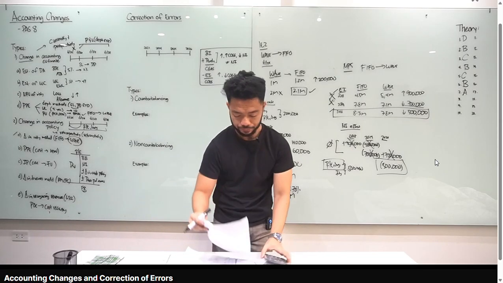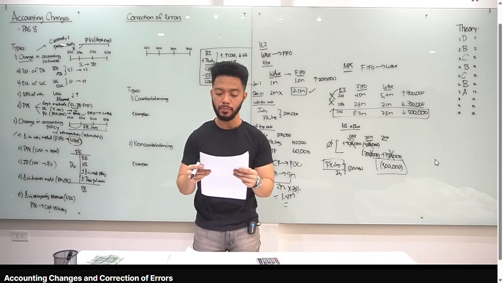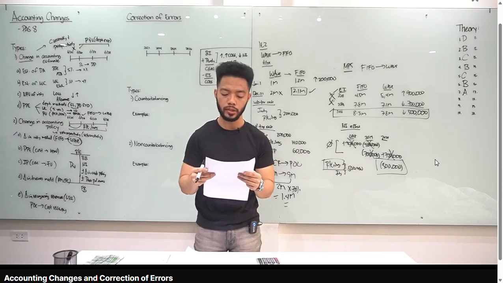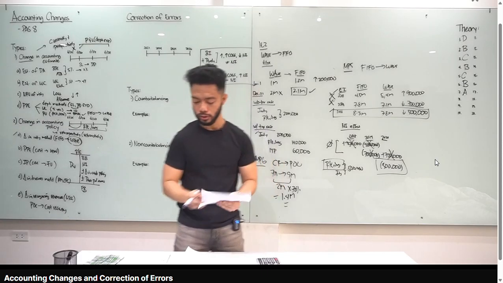Number 8, an entity is required to prepare a third statement of financial position at the beginning of the earliest comparative period when the entity, okay, so FYI na lang to class, ganito nangyayari dyan.